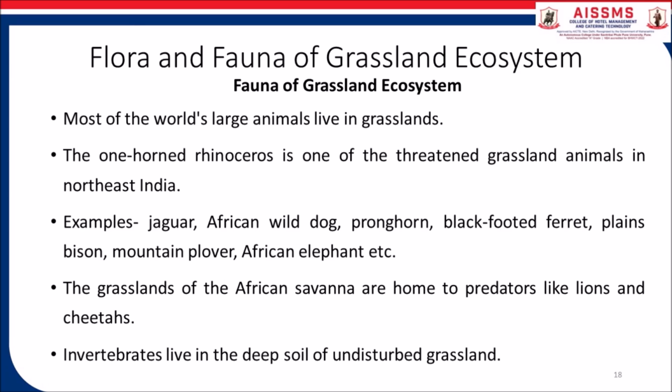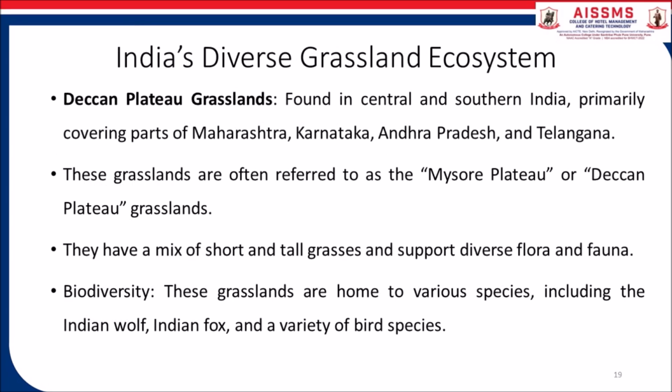Other grassland animals include the jaguar, African wild dog, pronghorn, black-footed ferret, plains bison, mountain plover, African elephant, Sunda tiger, black rhino, white rhino, savanna elephant, greater one-horned rhino, Indian elephant, and swift fox, which are some of the popular examples. The grasslands of African savannas are home to various predatory animals like lions and cheetahs as well. Invertebrates live in the deep soil of undisturbed grassland, which is another characteristic of the fauna.